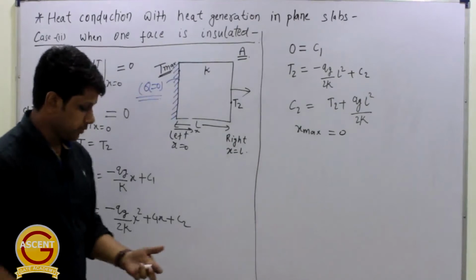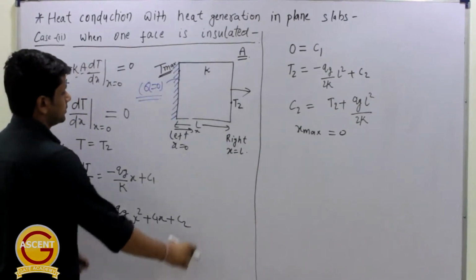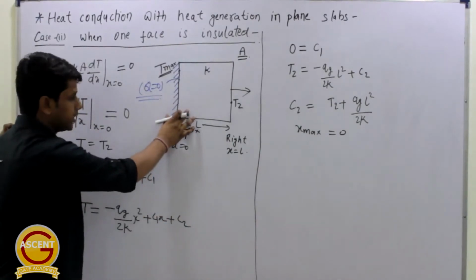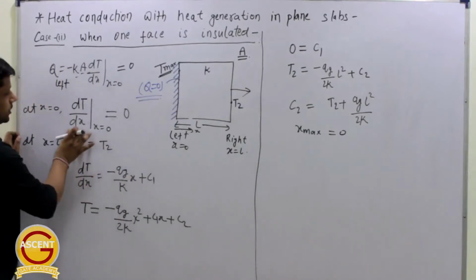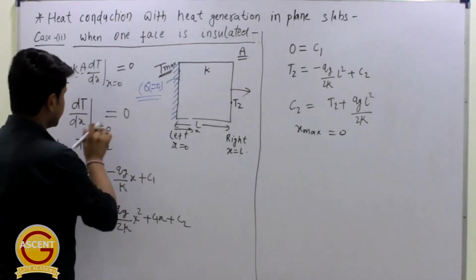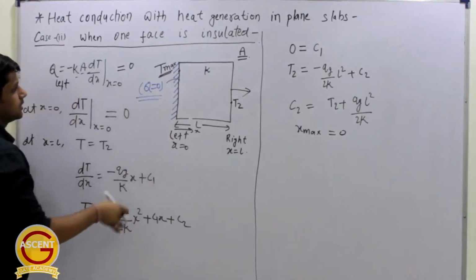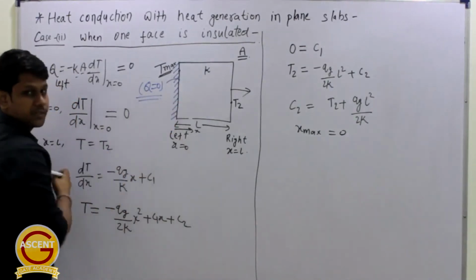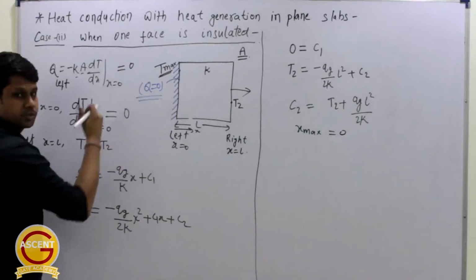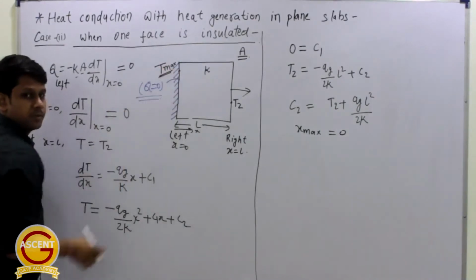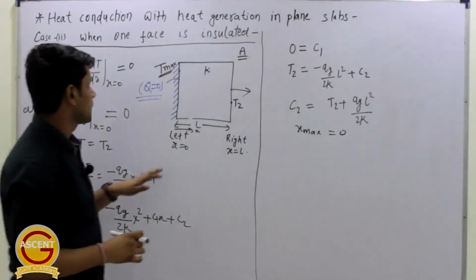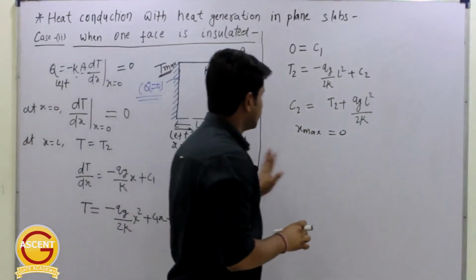From our physical intuition only we can tell that because at this face there is no heat transfer, the dT by dx value is 0, and whenever the dT by dx value is 0, the temperature will be maximum there. Or we can say there is no heat transfer from this left face, so there will be maximum accumulation of heat, so the temperature will be maximum here, right? So this is how we can calculate this.